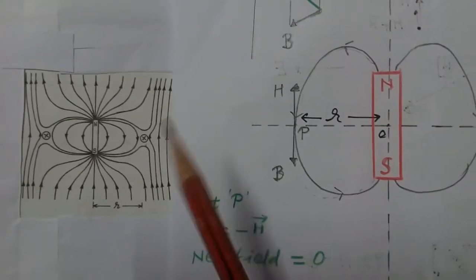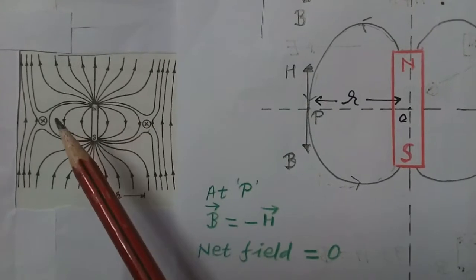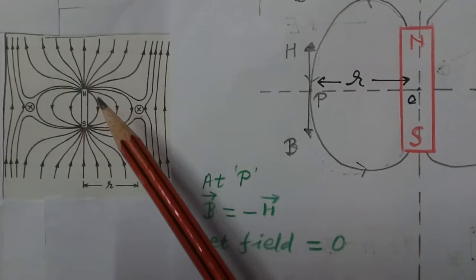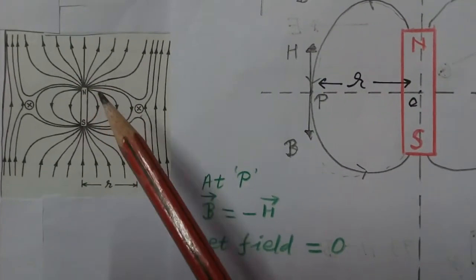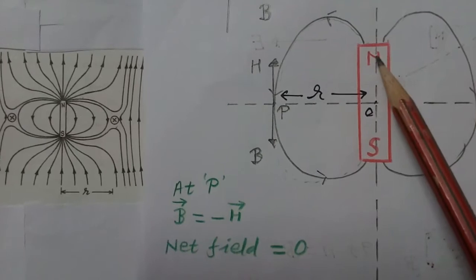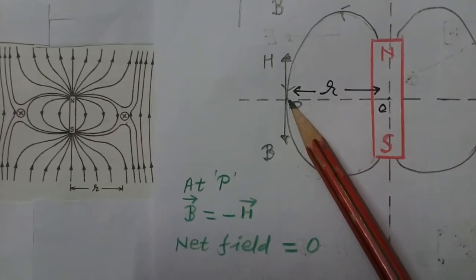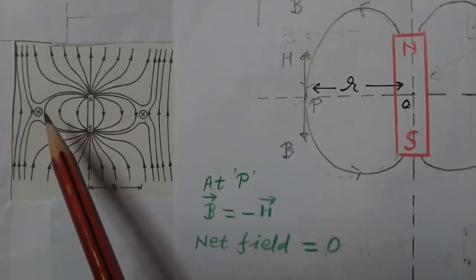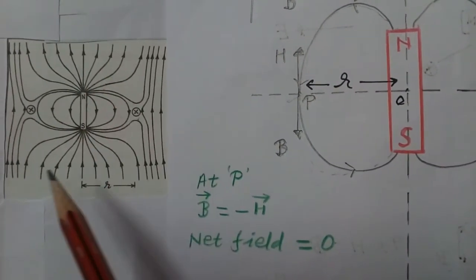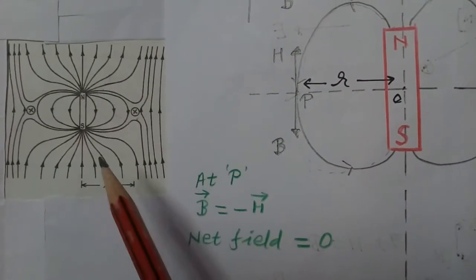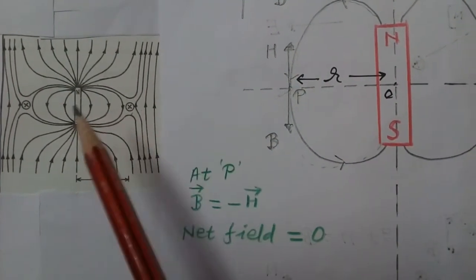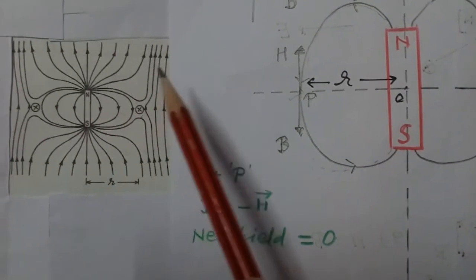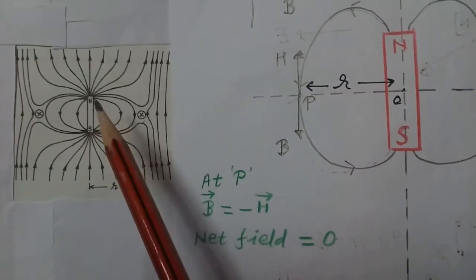So this is the reason why we get null point on equatorial position when north pole of the magnet is kept facing towards the north direction. Here you may see we get null point here, and in this diagram also you may see position of null point, and this is the field line pattern. To draw magnetic field lines we also say it N to N. So this is field line pattern for N to N.